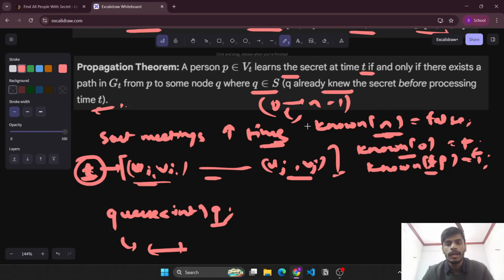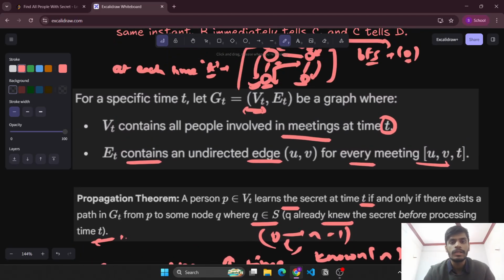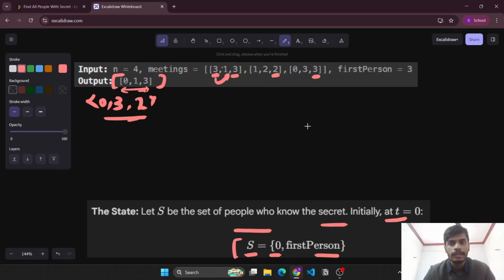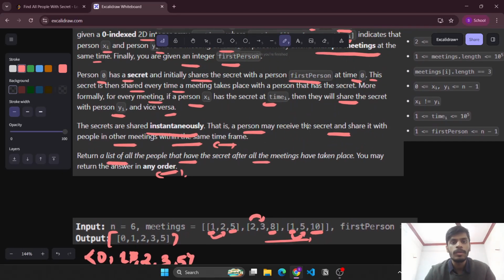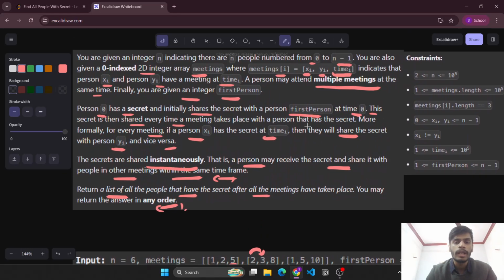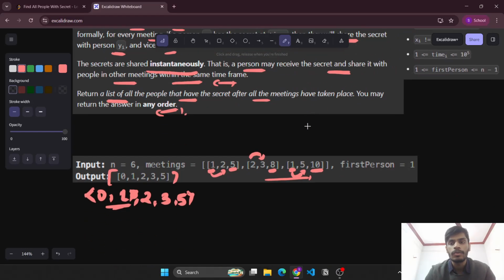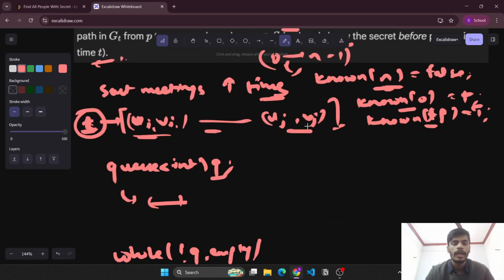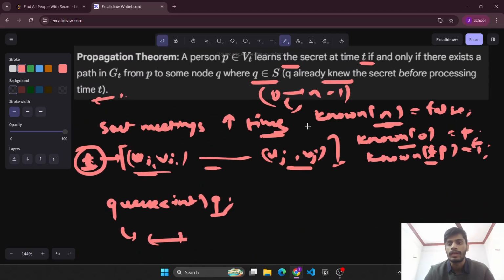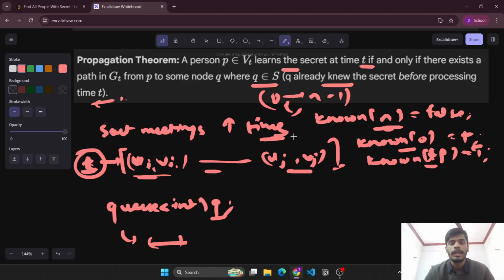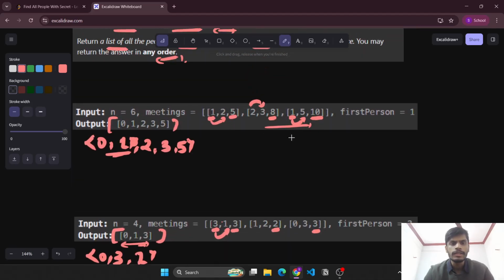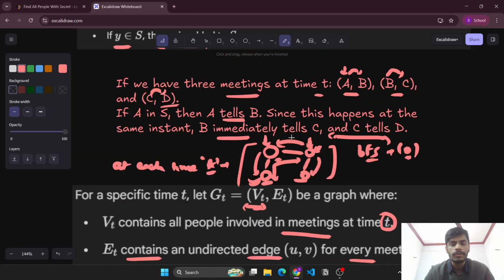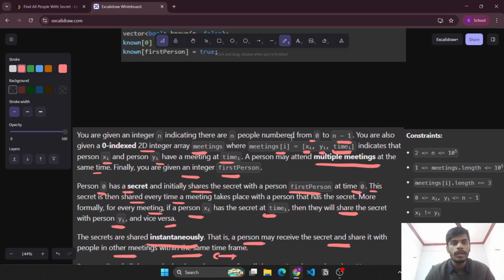Okay, so this is the approach for this problem. We simply try to do what the problem was asking us to do. For each time we try to build a graph and then try to propagate the secret from one person to another using normal BFS. Using normal BFS we are able to propagate it and then update this known vector so that we do not push it again and again. So this is the overall approach for this problem. Let's try to see the code as well, then it will become much clearer.